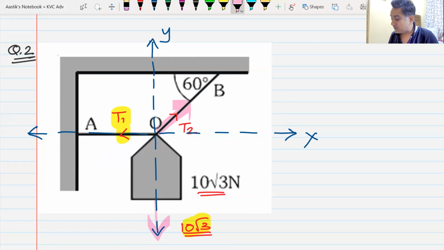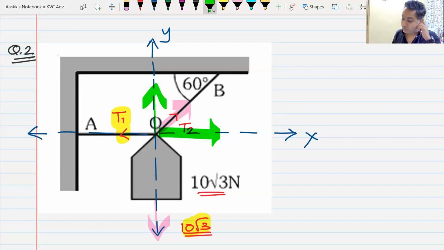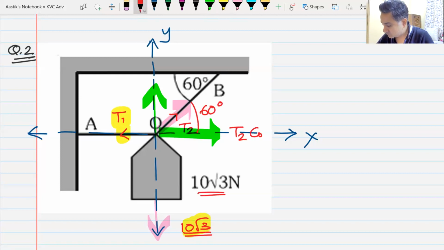So what will I do? I will resolve this T2 into two components. Yes or no? What are the two components? The first component is like this and the second component is like this. You know how much this component is? This angle is 60 degrees, so this angle will also be 60 degrees. So I will have this as T2 cos 60 and this one as T2 sine 60. Do we understand this? Yes, sir.